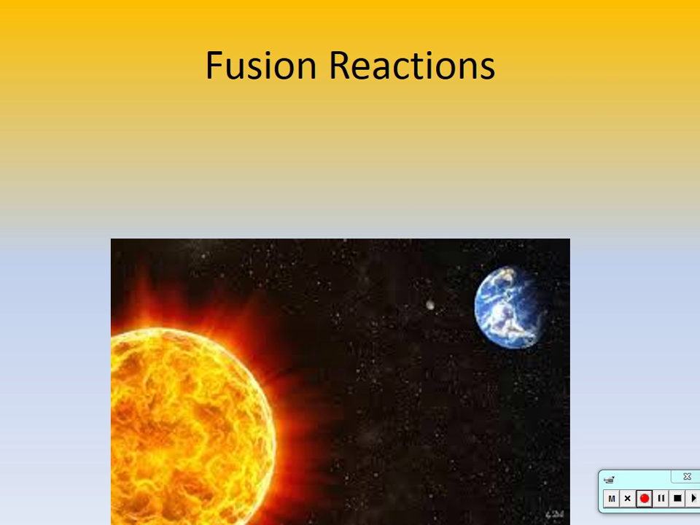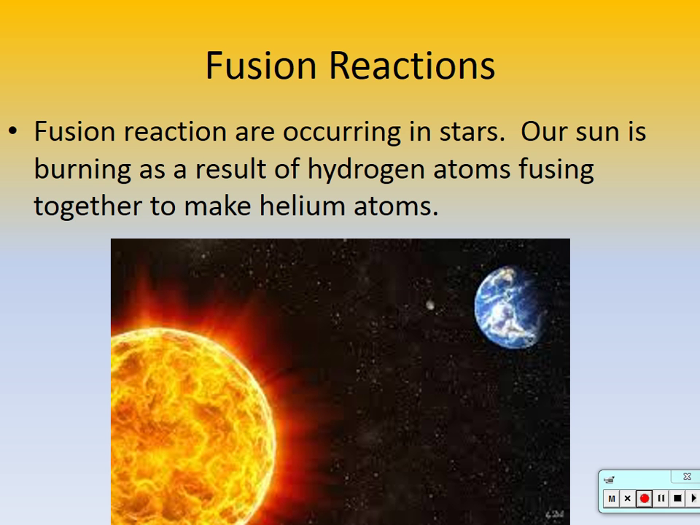Fusion reactions, let's look at where they occur. Fusion reactions are occurring in stars. Our sun is burning as a result of hydrogen atoms fusing together to make helium atoms. So on the surface of our sun right here, that's how it's burning. That's how it's so hot. It's not burning like burning coal or something's on fire. It's burning because hydrogen atoms are coming together and making helium atoms through nuclear fusion reactions.